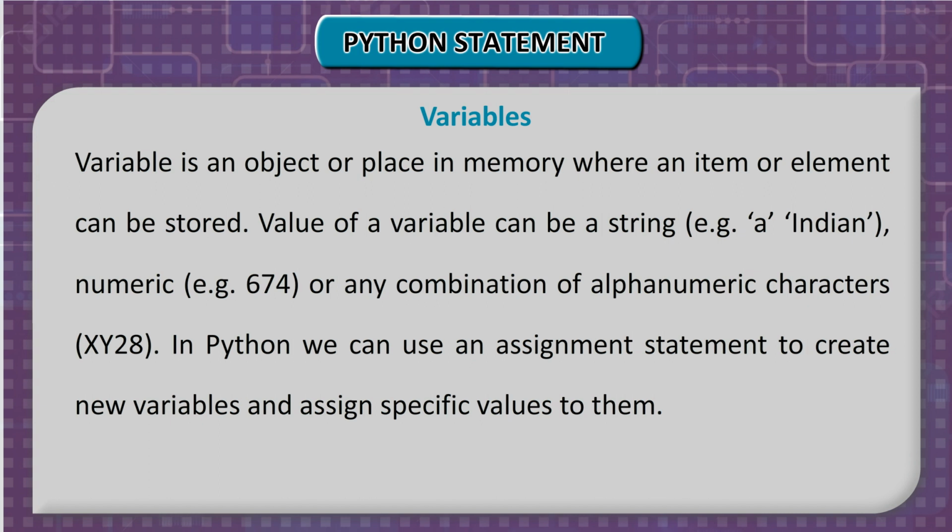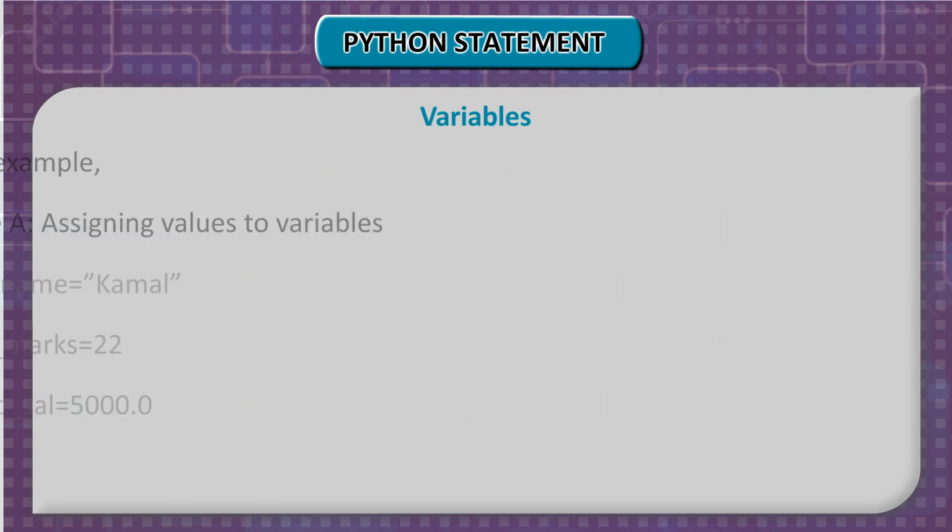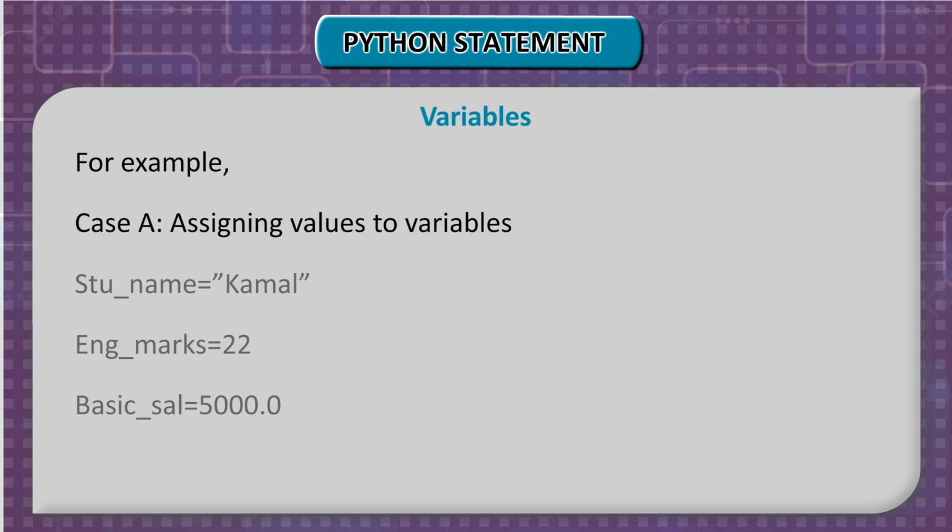Variables. A variable is an object or place in memory where an item or element can be stored. The value of a variable can be a string, e.g. 'Indian', numeric, e.g. 674, or any combination of alphanumeric characters, e.g. xi28. In Python we can use an assignment statement to create new variables and assign specific values to them. For example, case A, assigning values to variables.